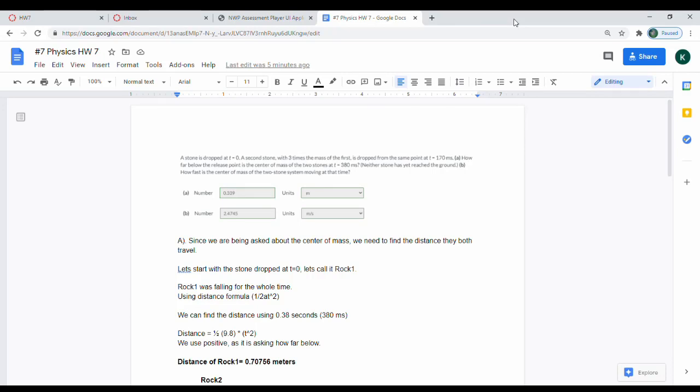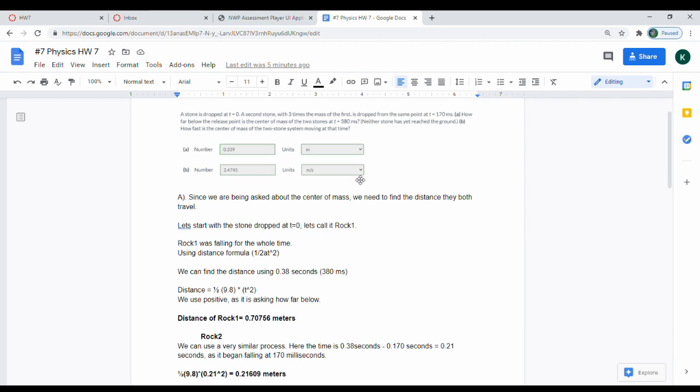Alright, here's question 7. So for A, we're being asked about how far the center of mass is for the two stones. So first we need to find how far each stone goes. For the first rock, it travels for whatever time you're given. In my case, it's 0.38 seconds, the same as 380 milliseconds.